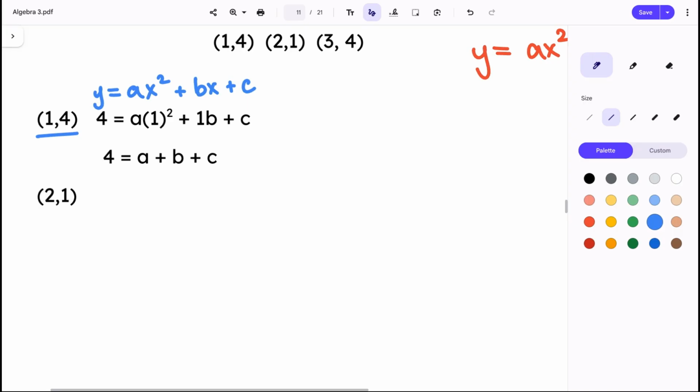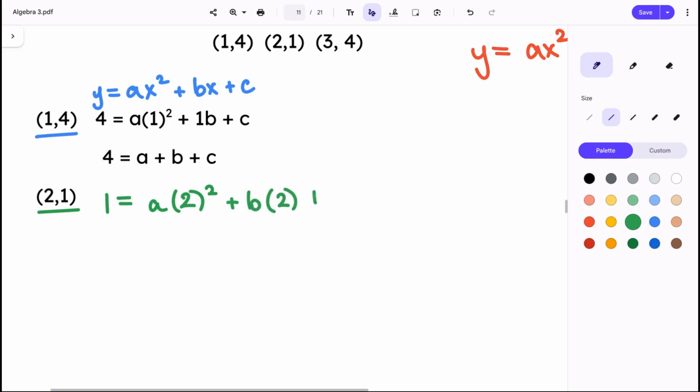Now we're going to do the same thing with the other two coordinates. So for this next one, (2, 1), we're going to plug this in the same way. This time my y is the 1. Remember, all your coordinates are written as x comma y. So 1 goes first. Then it's going to be a times x squared. My x is going to be replaced with a 2 from the coordinate, plus b times the 2 plus c. So all I'm doing is plugging in my 2 for my x's and my 1 for my y. And then I'm going to just clean this up a little bit. So this would now say 1 equals 4a plus 2b plus c.